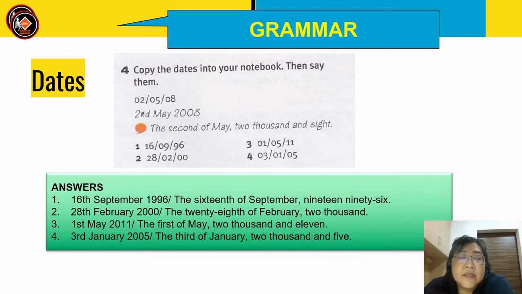So you can write the 16th of September 1996. And the second one, 28th February 2000. So you can say the 28th of February 2000. The third is the 1st of May 2011. And the last one, the 3rd of January 2005.